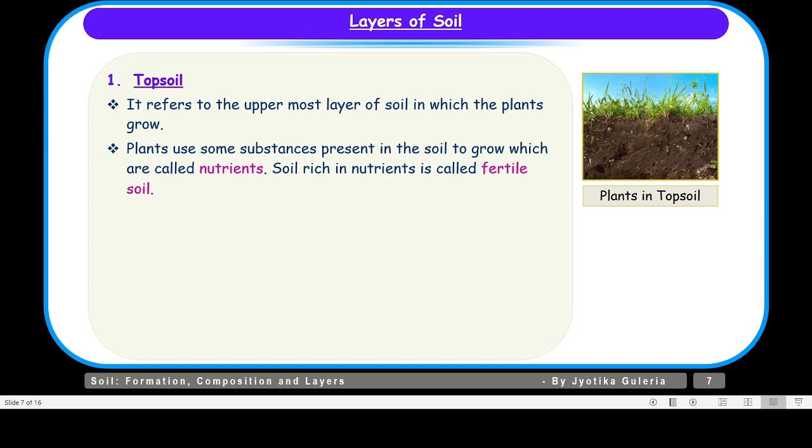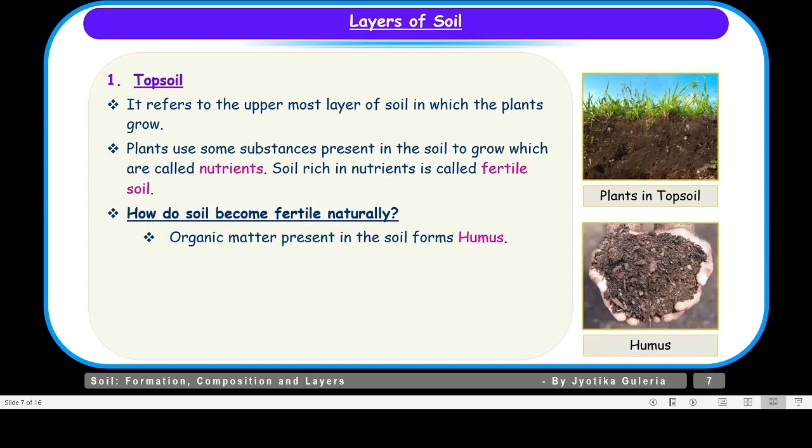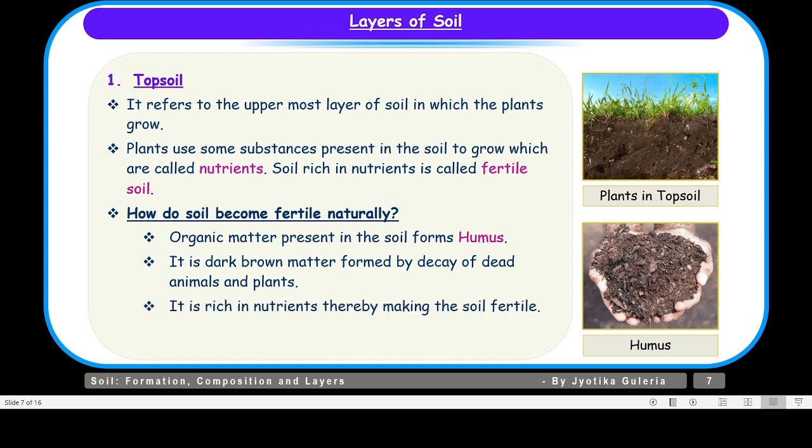Now, when we are talking about the fertility of the soil, so let us understand how does soil become fertile naturally. So basically, the organic matter present in the soil forms humus. And what is humus? Humus is the dark brown matter formed by decay of dead animals and plants. That is, when animals and plants die, they rot and get absorbed in the soil to form humus, and it is rich in nutrients, thereby making the soil fertile.